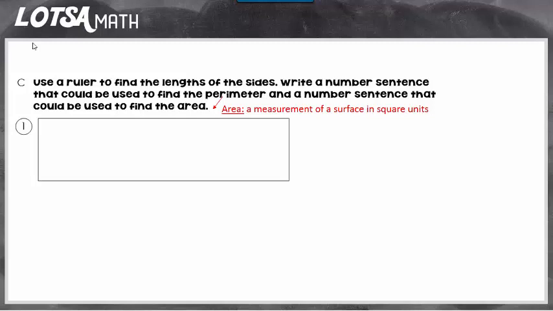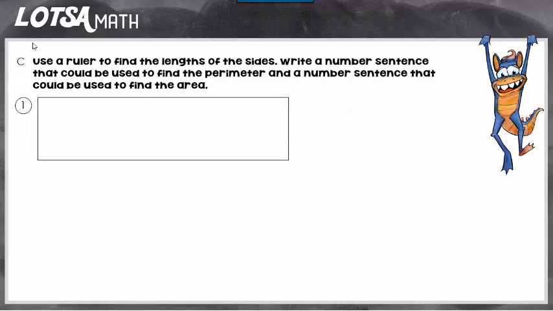So let's look at an example. The first thing you're going to do is use a ruler to find the lengths of the sides. So I've measured this already, and I found that this side is 1 inch and this side is 4 inches. Okay, so I could find the perimeter and area pretty easily, but for these questions, we're actually writing the number sentence that could be used to find the perimeter and the number sentences that could be used to find the area. So there are several different ways that you can write number sentences.